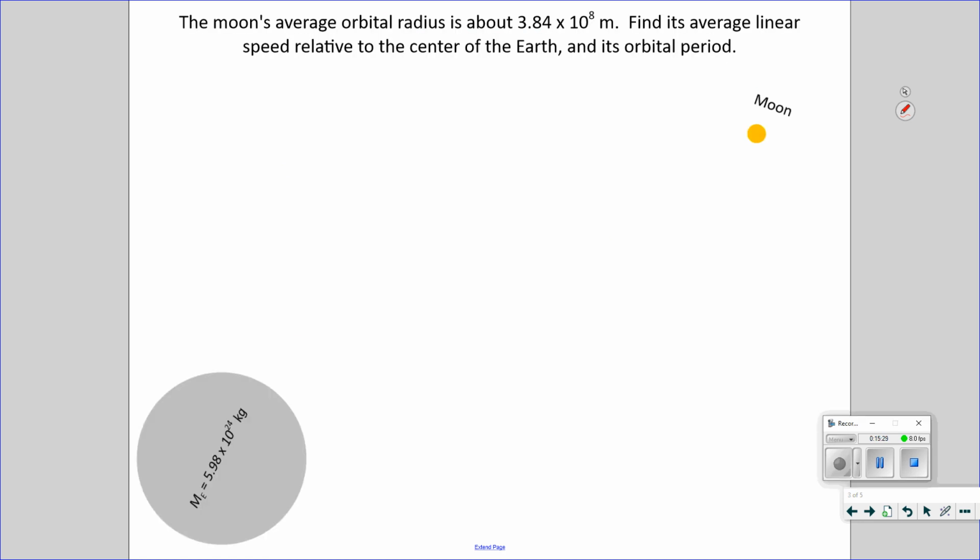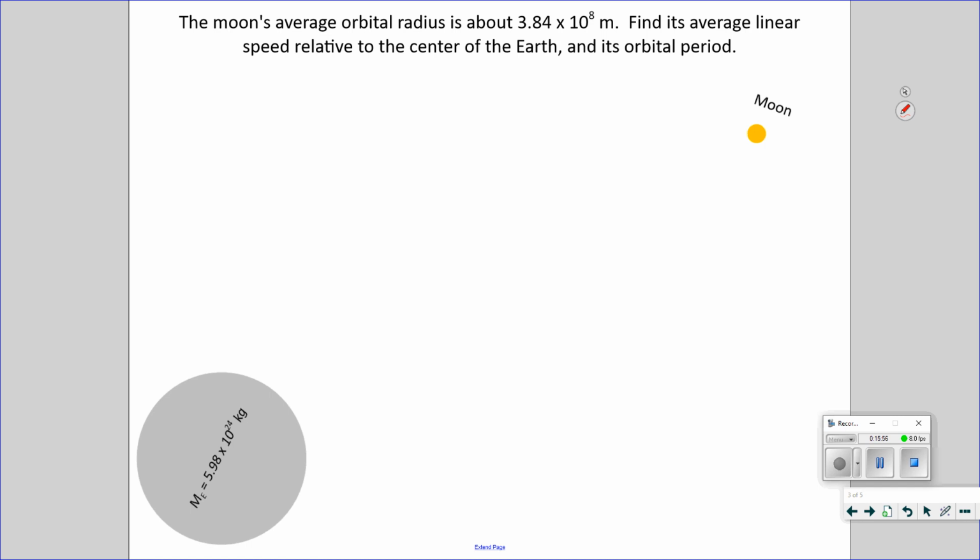Okay, here's a question about the Moon and Earth. And notice it says find its average linear speed. So that's going to allow us to say, even though these R's kind of vary from each other, we're going to assume they're the same thing. All right. But now we actually have a couple of, oh, I need the moon's mass. No, I don't. No, I don't. Let's find the speed of the moon relative to the center of Earth.